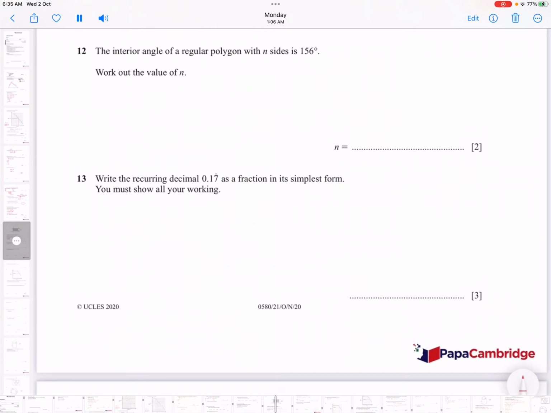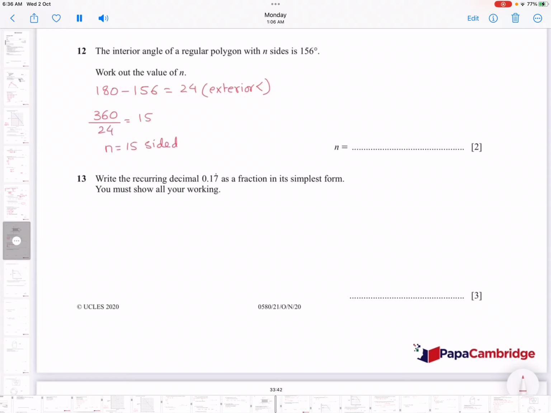Question number 12. The interior angle of a regular polygon with n sides is 156. Work out the value of n. So what you do, you subtract 156 from 180. So you get the exterior angle. Then you divide 360 by this exterior angle, and you will get the number of sides. And this is a 15-sided figure.